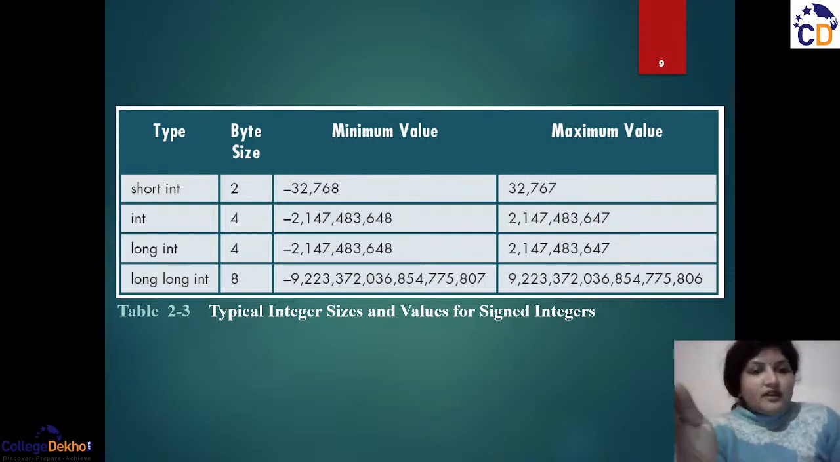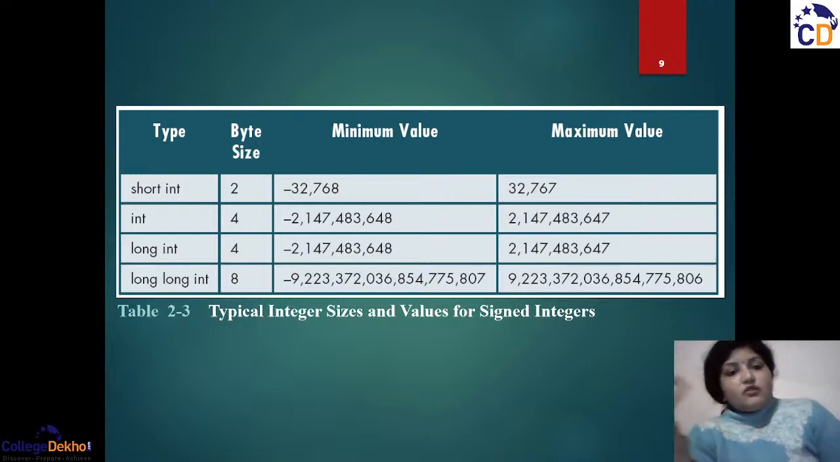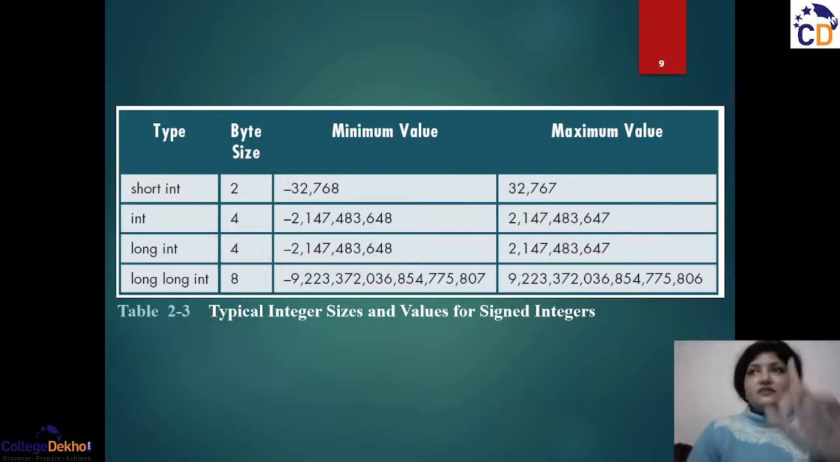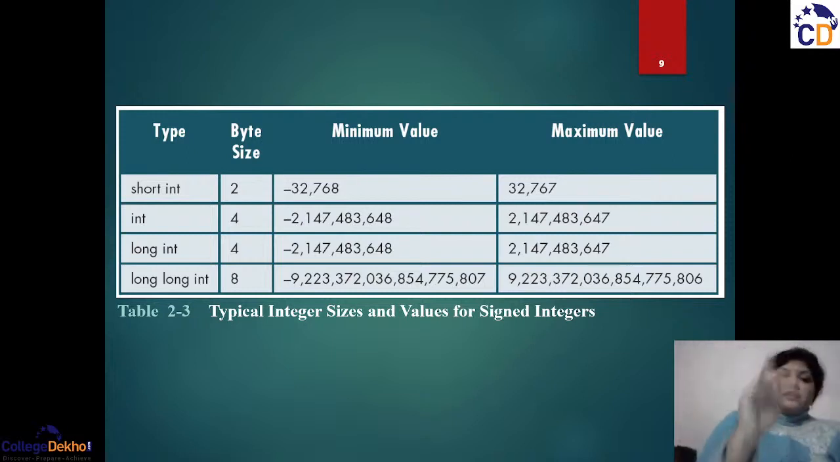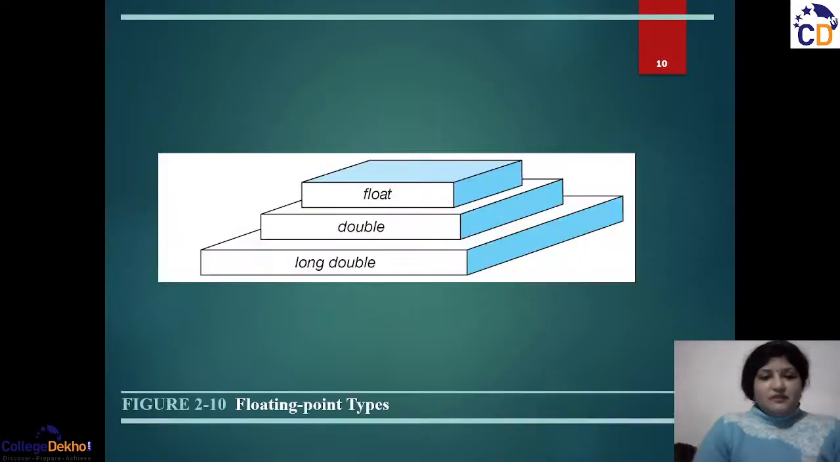Then we have long integers. Again, it takes 4 bytes in memory, and the same range is there for long integer also. Then we have long long int, with a wide range of numbers, minus 9223372036 and so on. Whenever we use it, we are occupying 8 bytes in memory.